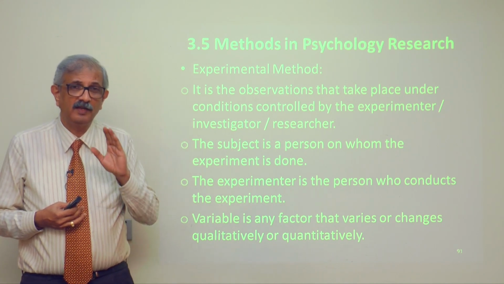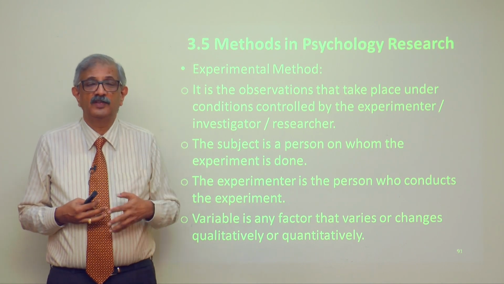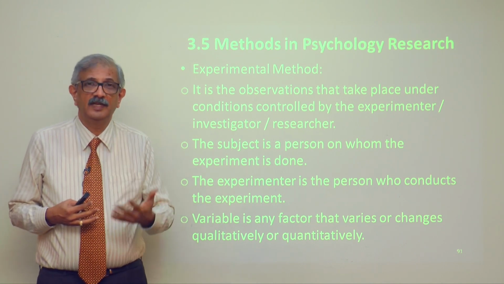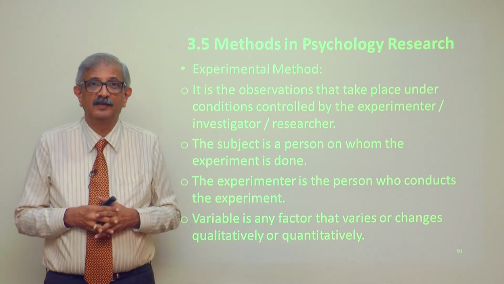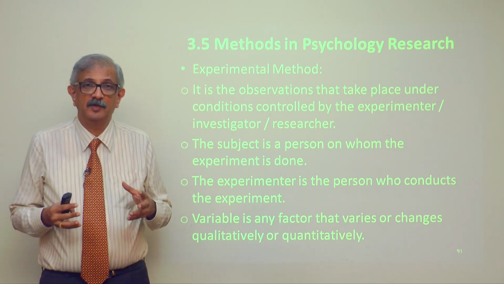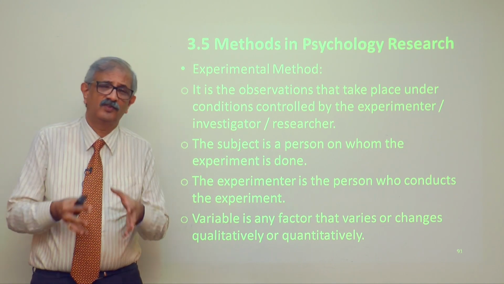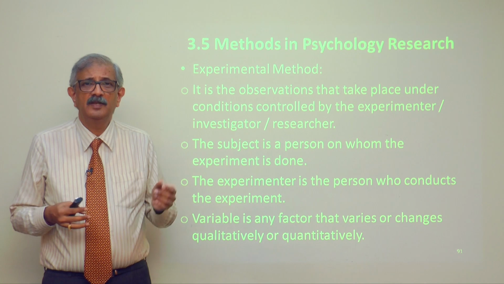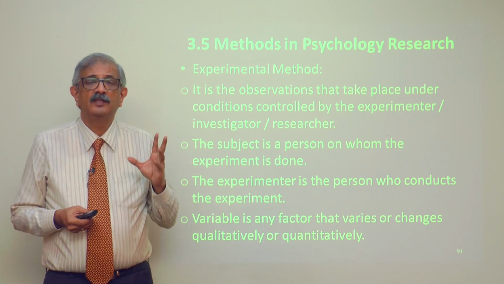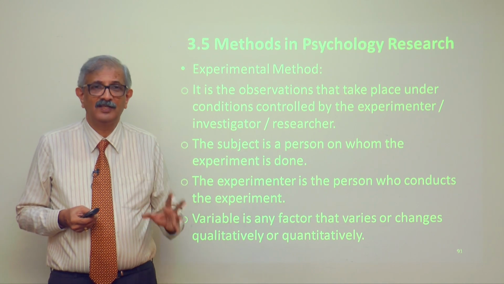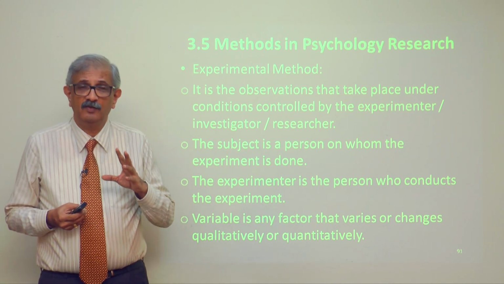In a controlled manner, an experiment is conducted where an investigator or a researcher looks at the behavior of the consumer. The subject is a person on whom the experiment is done. A person who conducts the experiment is known as an investigator, experimenter, or a researcher. A variable is any key factor based on which there may be an impact on the selection of goods or a service. It may change.